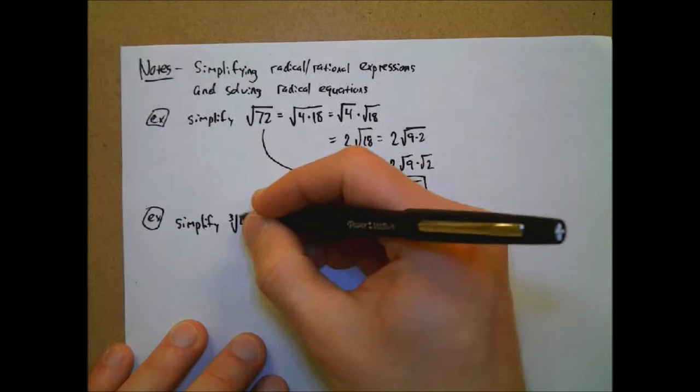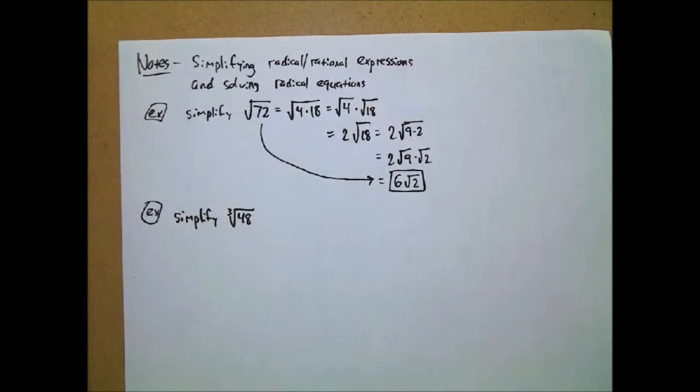Okay, so now let's talk about the cube root of 48. Is 48 a perfect cube? It's not. It's not a perfect cube of a nice number. Are there any perfect cubes that divide 48 evenly? So here we have to think about our perfect cubes. There is one. There's a perfect cube that divides 48. So what would it be?